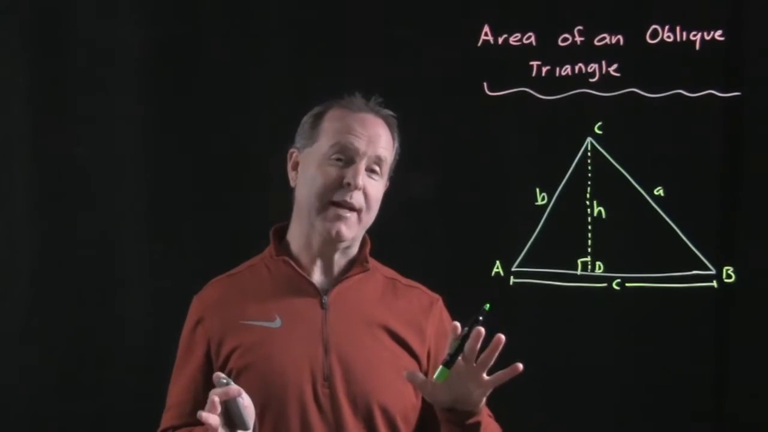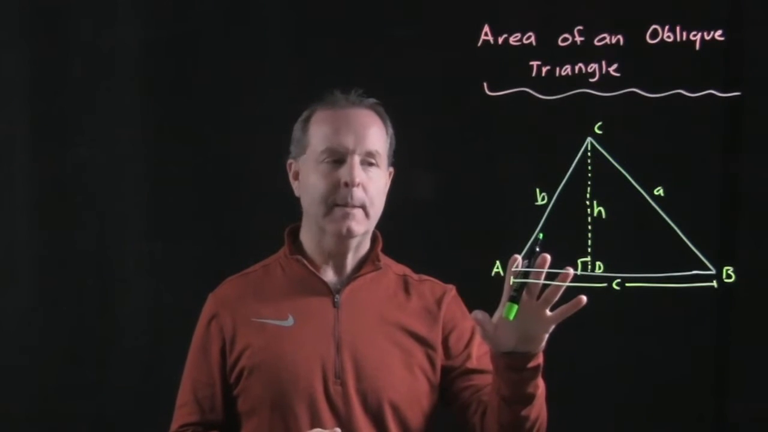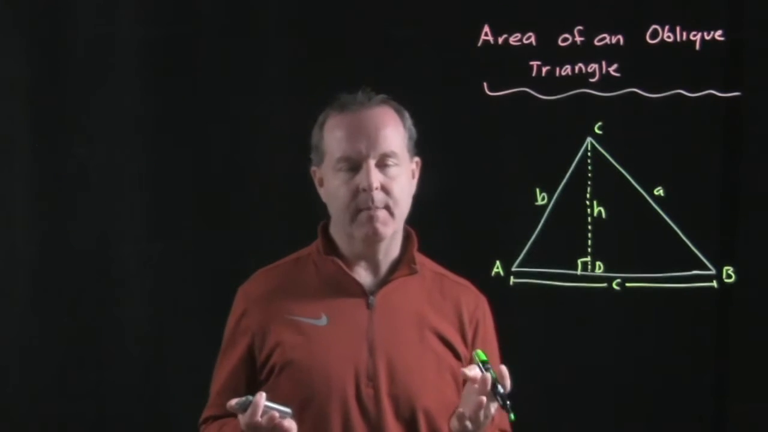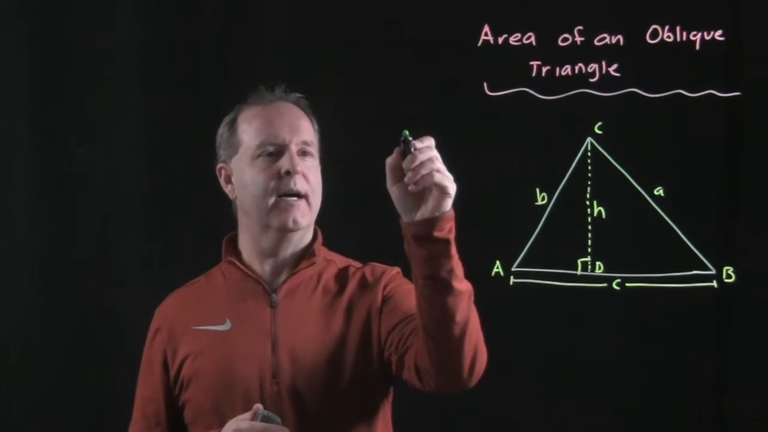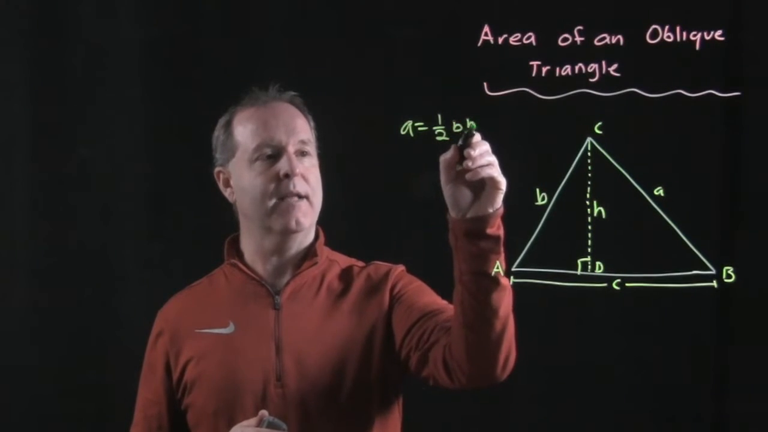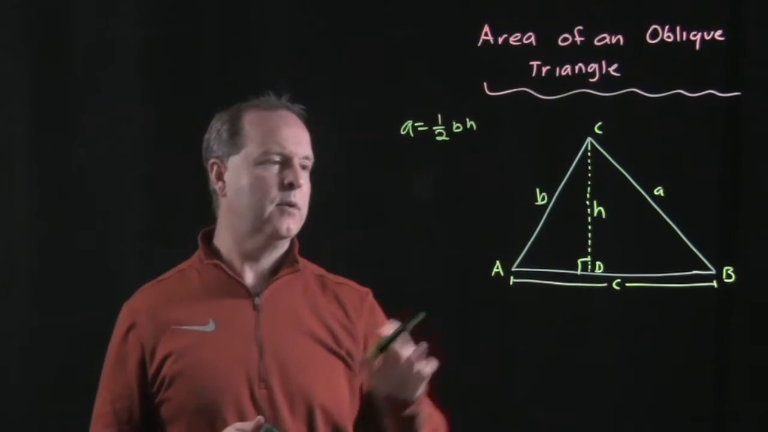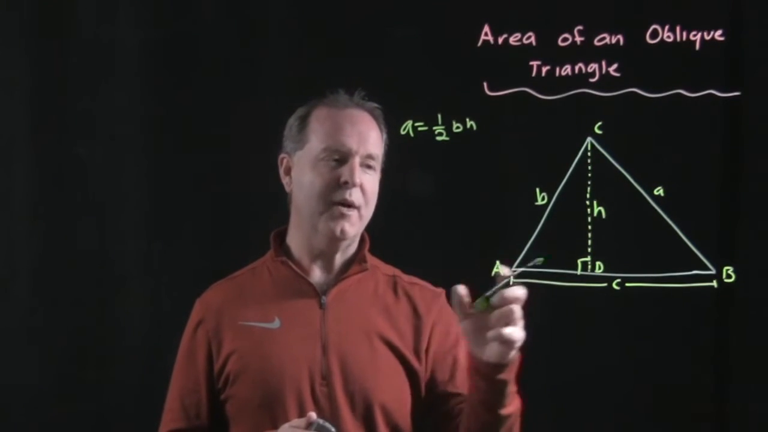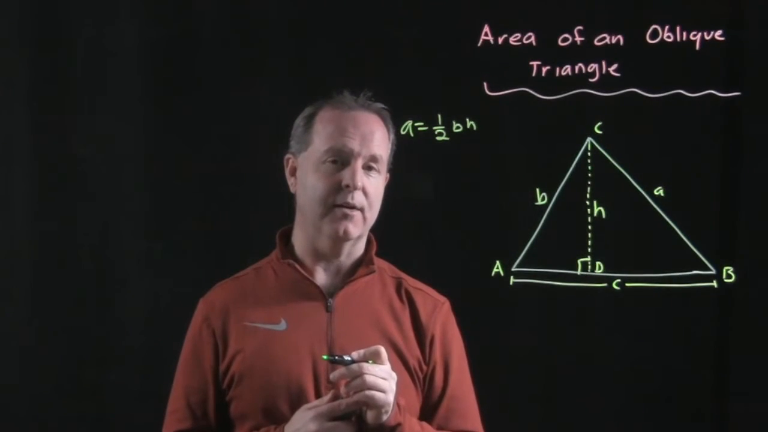What's also cool that we can do now is find the area of a non-right triangle, an oblique triangle. Now remember what the area of a triangle was? Area equals 1/2 base times height within the right triangle. Well, this isn't a right triangle, but we do know what its height is.